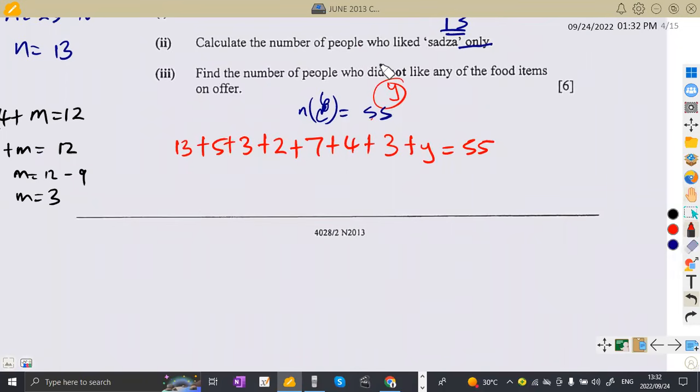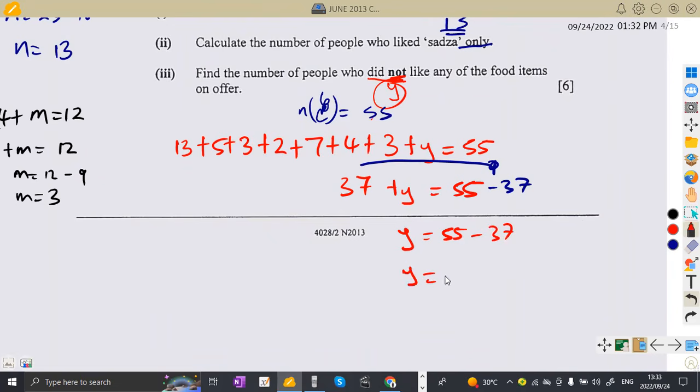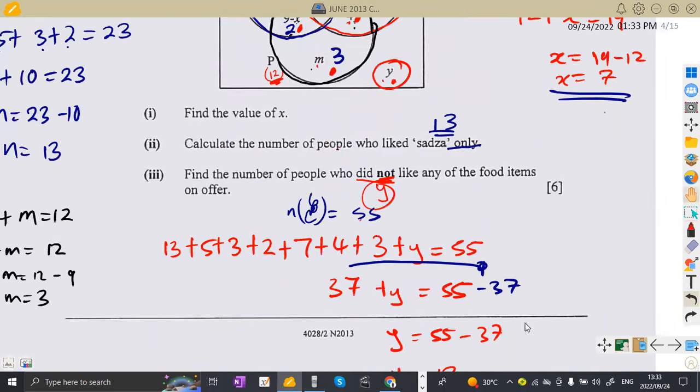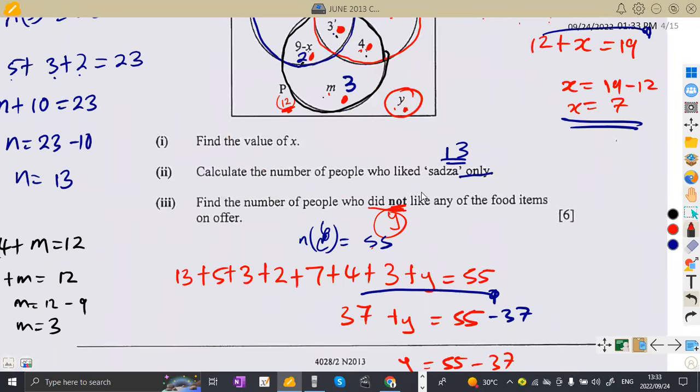By solving the value of y, we are finding those who did not like any of the food items. So that was the idea there. So that is a matter of your calculator, guys. If you add everything, it's going to be something like 37, if I'm not mistaken. 37 plus y is equal to 55. So that means y is equal to 55 minus 37. If I transpose this to the right hand side, it is going to be negative 37. So y is equal to 55 minus 37, which is 13. So that means, therefore, those who did not like any of the food items, they were 13.